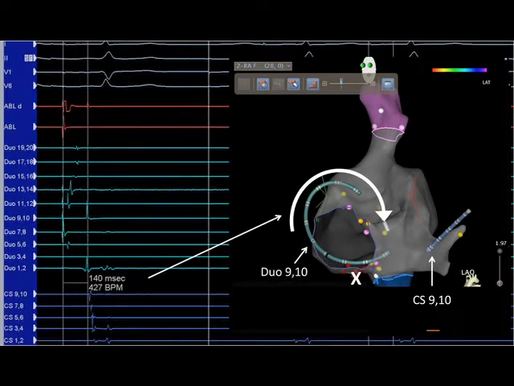The ablation catheter is again raised to a higher lateral position further from the ablation line, near Duo 9/10, and the time to the coronary sinus ostium should be the shortest, 140 milliseconds here.